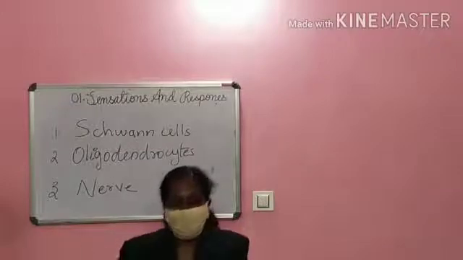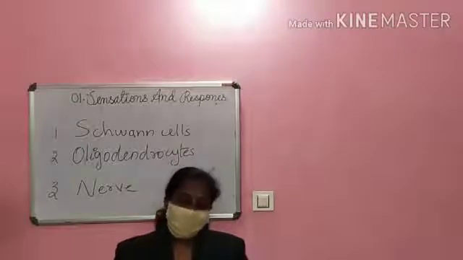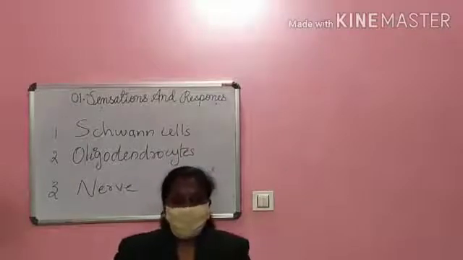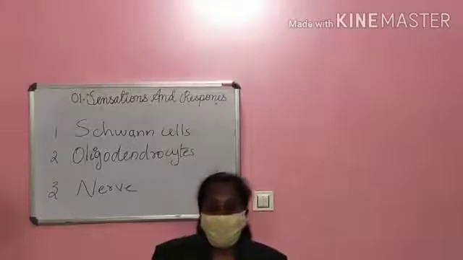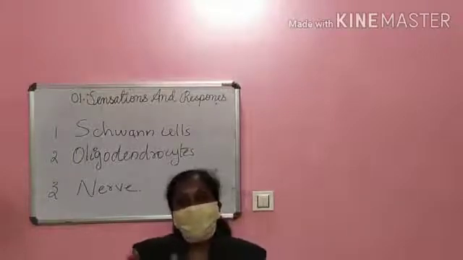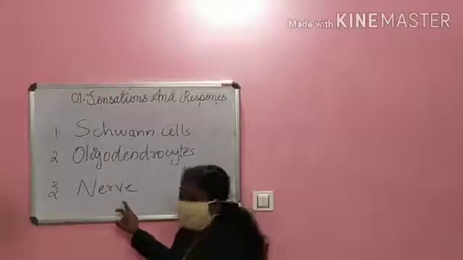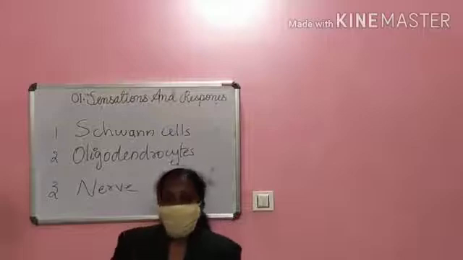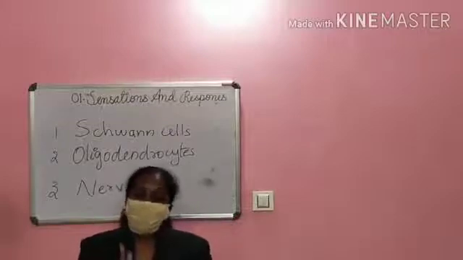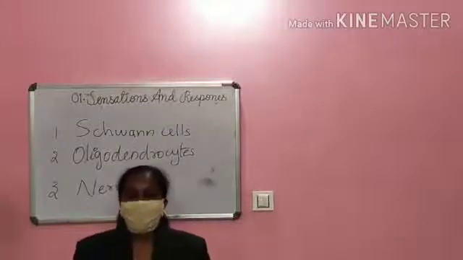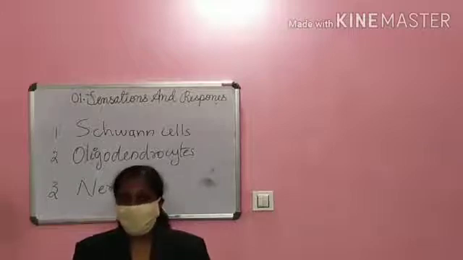These oligodendrocytes cover the axons simultaneously or cover different parts of the axons repeatedly. Got it? So the third one is the nerve. Nerve means a group of axons is called a nerve. In the myelin sheath we can see the nerve cells.